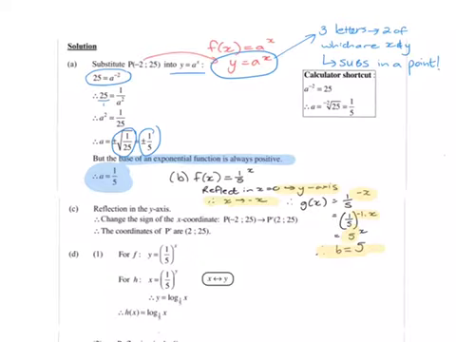Then for question C, they want to know the coordinate of P prime, in other words, the new point P on the new reflected g of x graph. And so remember, when we are reflecting in the y-axis, we are changing the x-coordinate sign. So it was (-2, 25), so now it's going to be (2, 25), because it's just your x value that will change sign, not the y value, for a y-axis reflection.